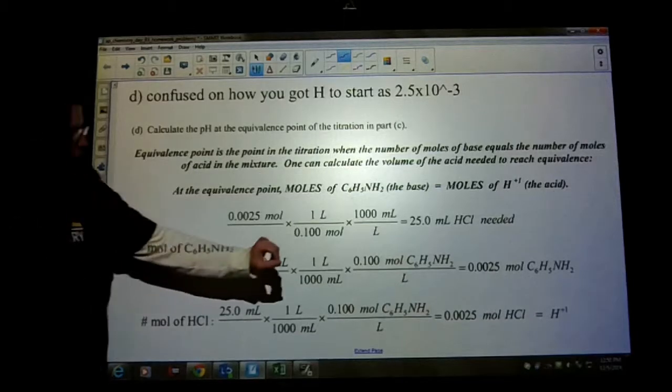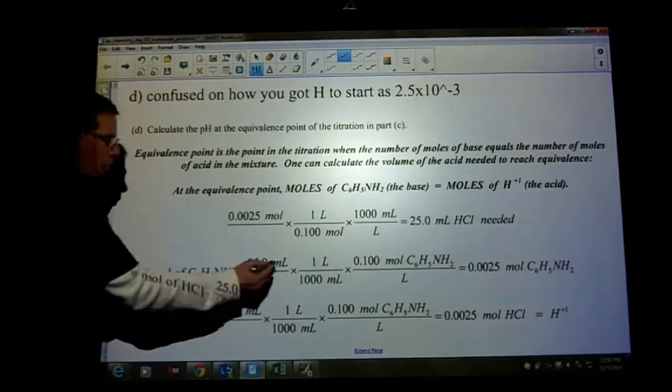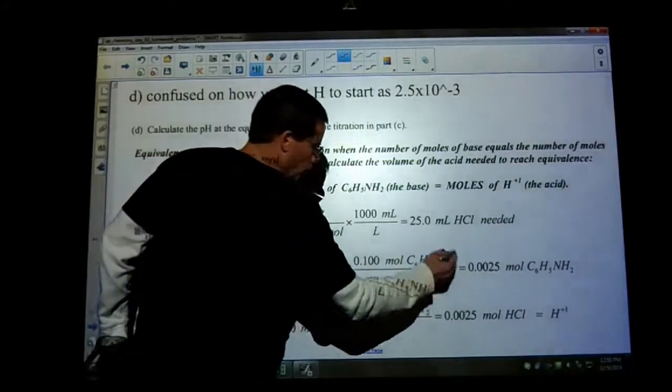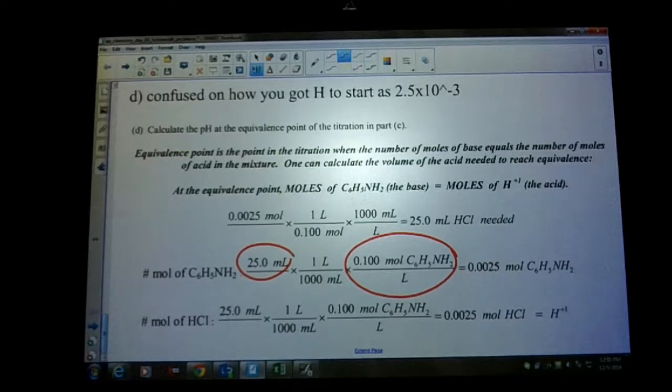So again, we had our volume, we had our molarity. If you know the volume and you know the molarity, always start with the volume and then multiply it times the molarity to get the total number of moles. And we're going to do some more with this today.